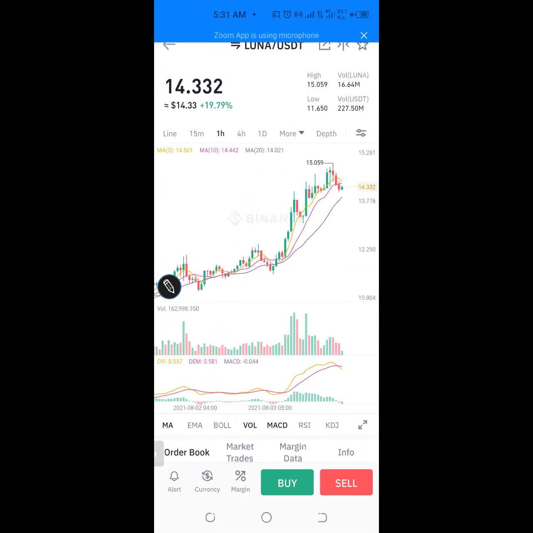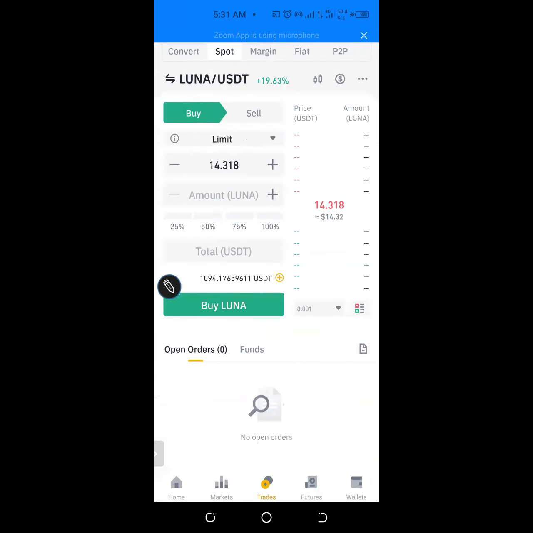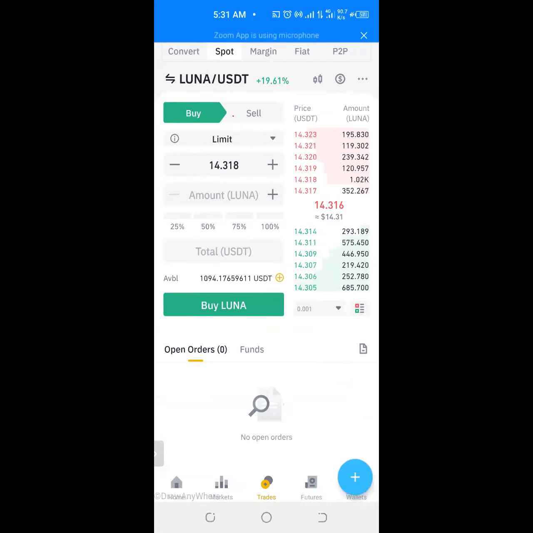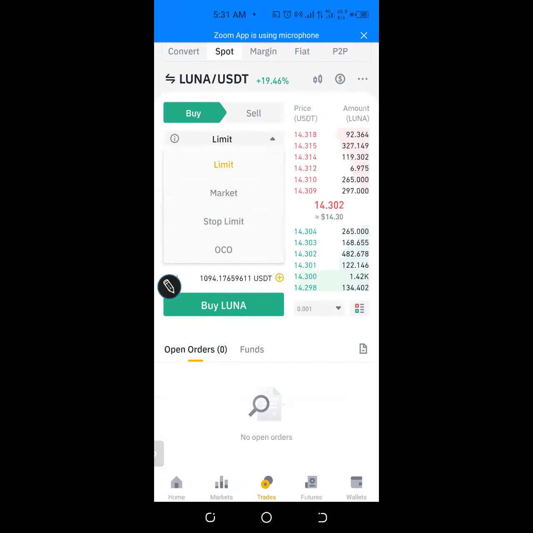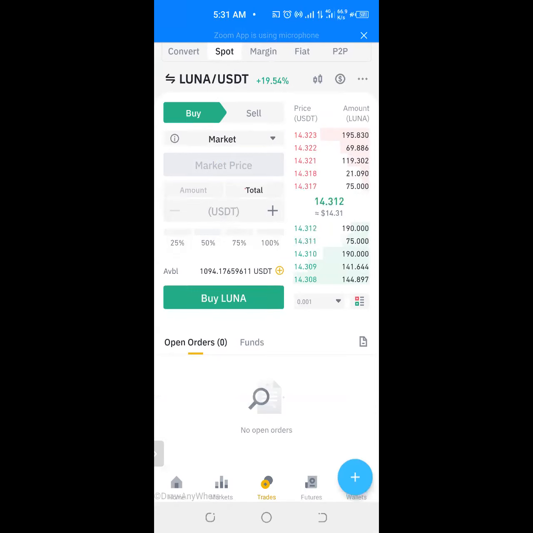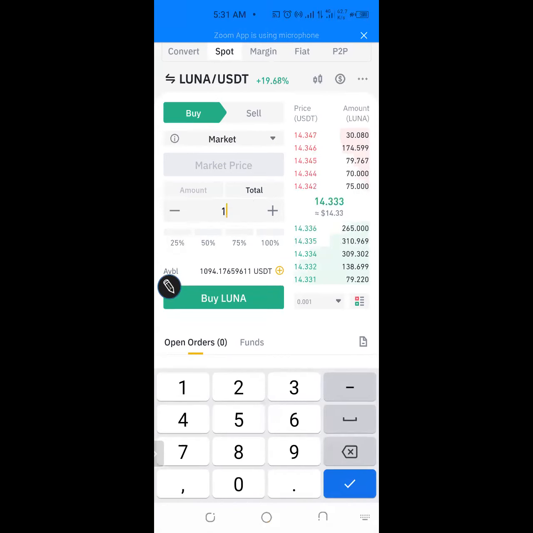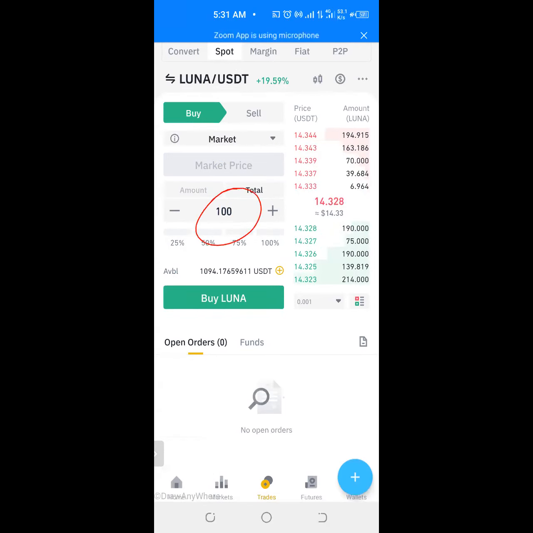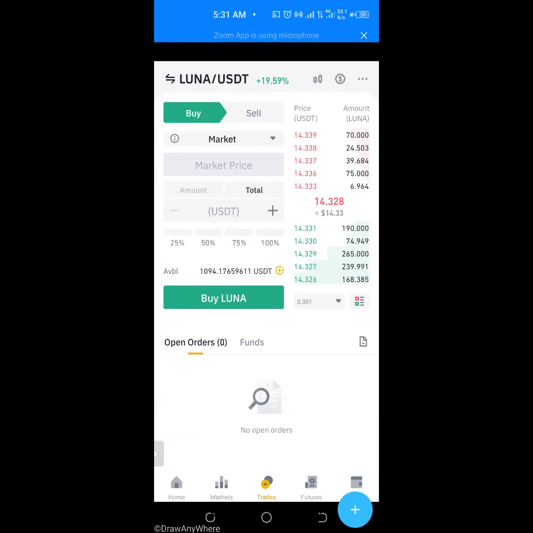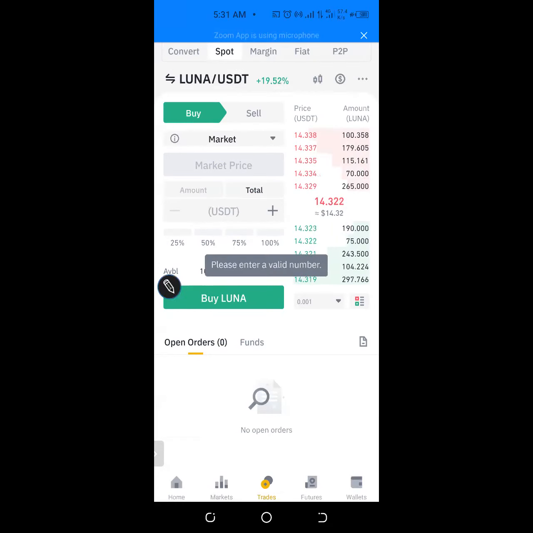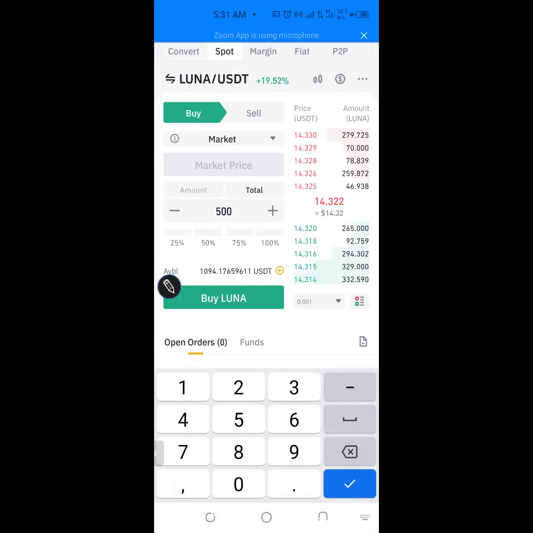I have USDT in my wallet, so I click on the buy button. If I tell you to go and buy Luna, you click on the buy button, then select market execution. Now you put in the amount of your USDT that you want to use to buy the Luna. Let's say I use $100 to buy Luna. There is no demo account here, so you have to be careful. We click on buy Luna. It says to please enter a number, so let me make it 100 only.